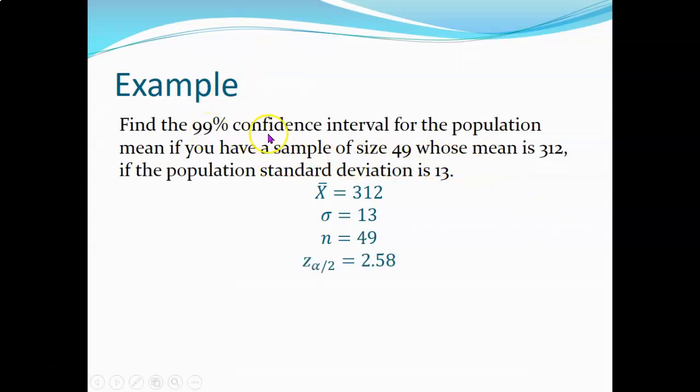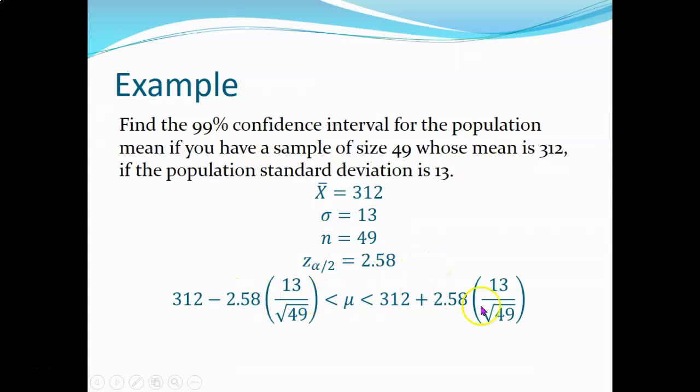For a 99% confidence interval, the number we put into the formula for z sub alpha over 2 is 2.58. That was on that little table that I was showing you. And we put it all into the formula, and it looks like this. 312 minus 2.58 times 13 over the square root of 49 is less than mu, is less than 312 plus 2.58 times 13 over the square root of 49.